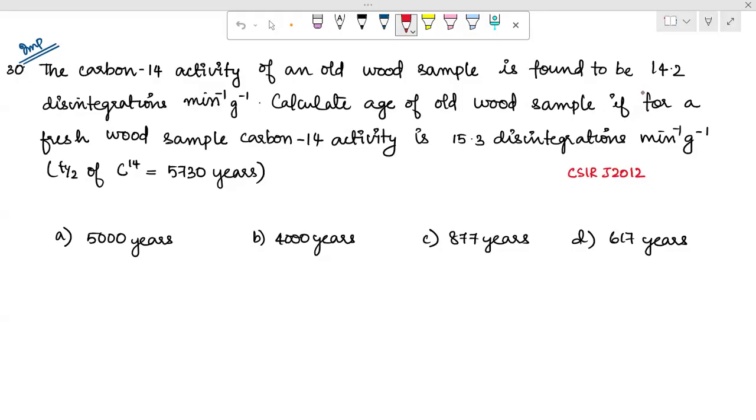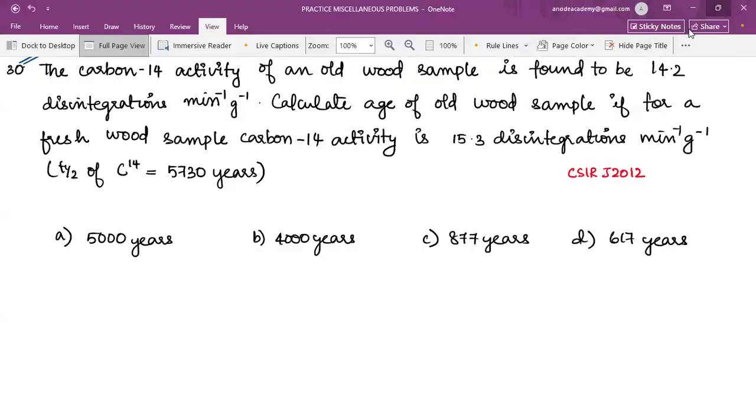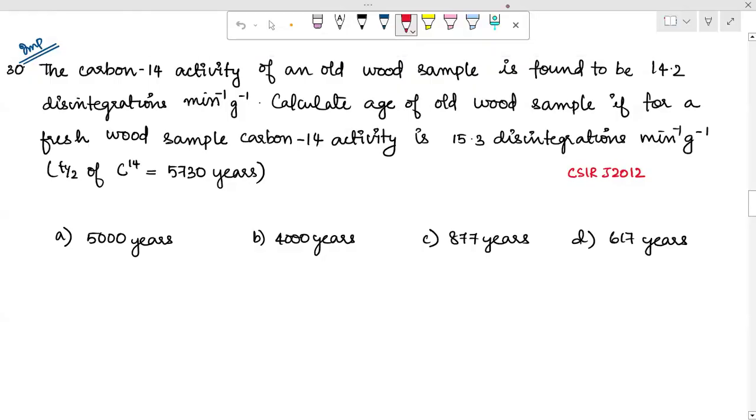Also, it is given that T half of carbon-14 is 5730 years. So it's a very easy question. It looks tricky, but it's very easy.